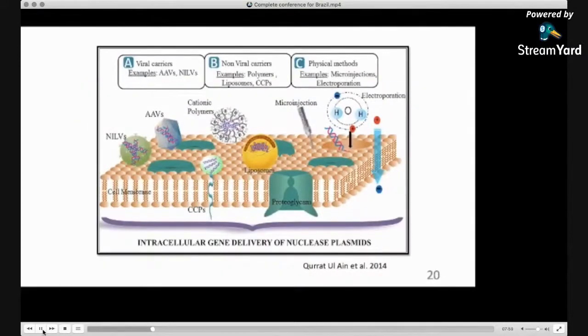One of the reasons for the rapid explosion is that the CRISPR-Cas9 technology also used everything that was developed by gene therapy in the 30 years that preceded it. We have methods of delivering the DNA using AAV, adeno-associated virus, cationic polymers, liposome, microinjection, electroporation. All of those techniques are used in the context of CRISPR.